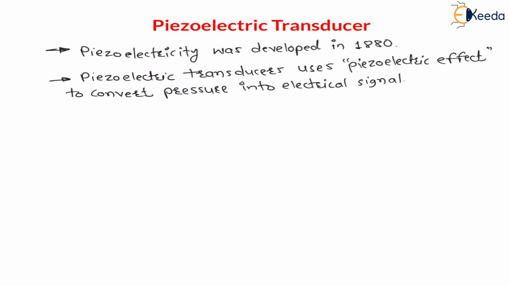Now let us understand. This piezoelectricity was developed in 1880. And my dear students, a piezoelectric transducer uses the piezoelectric effect to convert pressure into an electrical signal. Already we have seen a transducer is a device which converts any quantity into an electrical signal, right? And here this piezoelectric transducer is converting pressure into an electrical signal, but the effect used is the piezoelectric effect.